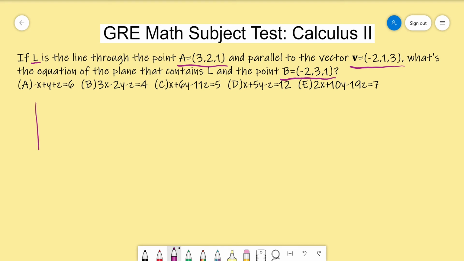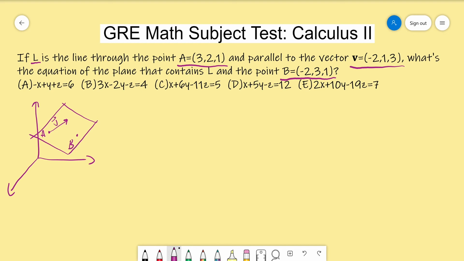So if you draw a picture, let's draw a little coordinate axis here. Let's say we've got some plane here, and so we know that the point A is on the plane, the point B is also on the plane, and the vector V, which is parallel to the line L, that's parallel to the plane as well.